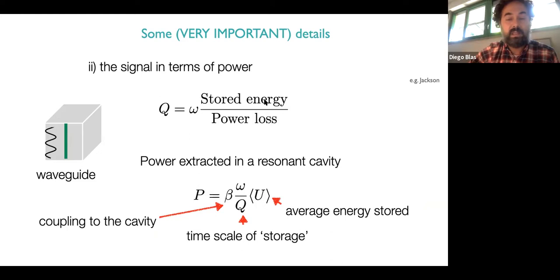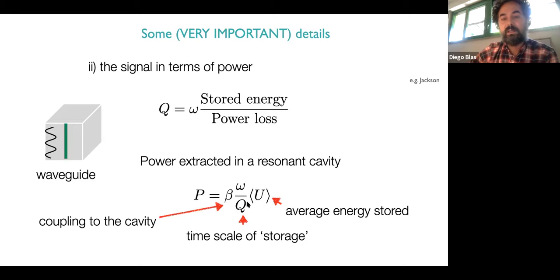So when you compute anything having to do with Q factors, or with this way of extracting energy or reading out the cavity, the stored energy is a time-averaged stored energy. If you were able to be sensitive to the energy at times of the order of omega, then it would be the instantaneous energy that would be important, but that's not what happens in engineering. You take some time to read out these cavities, as far as I know.